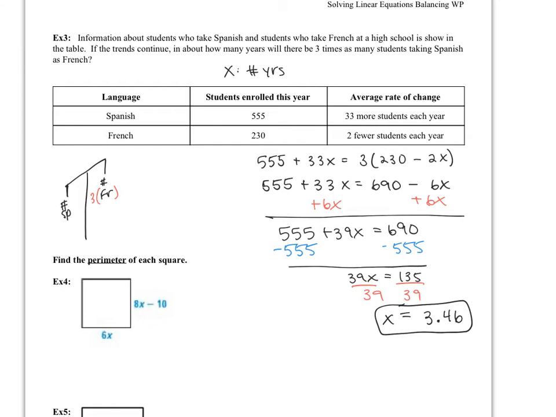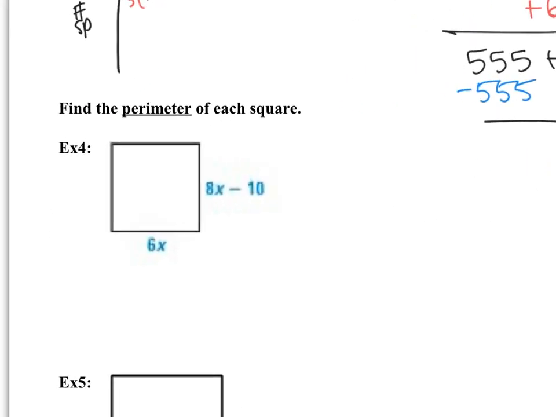So next we're going to move on to problems involving squares. And so we're going to find the perimeter of each square. So if I were to look at example 4, I know that in order to find the perimeter of any figure, what I would need to do is add up all the sides. The problem is my sides are not known because they depend on x. In order to know what my sides equal, I would need to know what x equals.